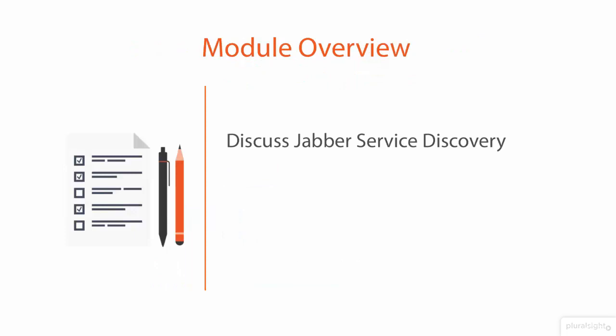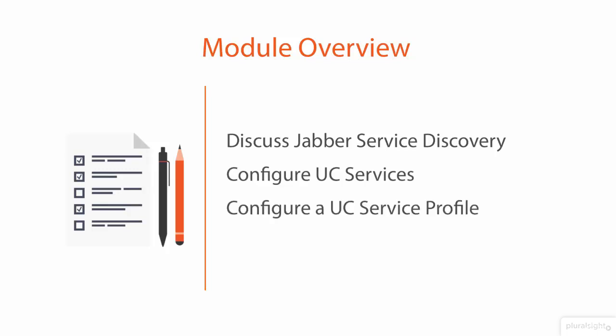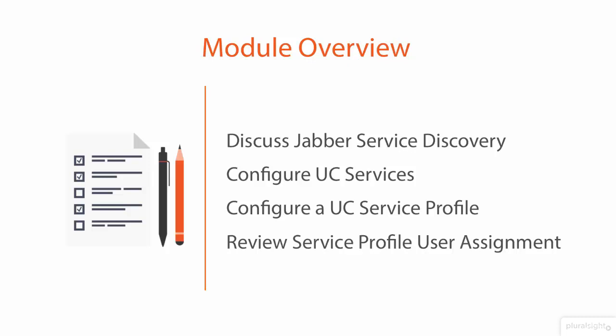In this module, we're going to start out by giving you an overview of what Jabber Service Discovery is. It's really quite simple, but I think it'll save a lot of confusion if we talk about it. Once we've covered the basics, we're going to configure UC services and UC service profiles on the Cisco Unified Communications Manager server. And finally, we're going to review the user assignment process for UC service profiles.